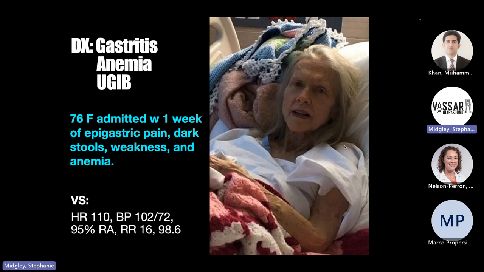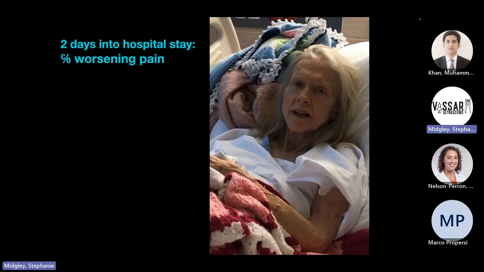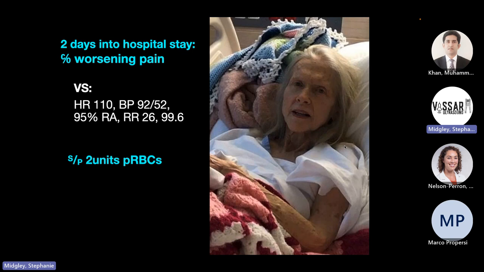So little Nana got admitted. Epigastric pain, dark stools, right? She's an obvious GI bleed. She gets her CAT scan, which showed duodenitis. She's in the bed in the hospital. She starts complaining of more pain. She's now getting more hypotensive and tachycardic. She's given 2 units of blood. They thought she's bleeding more. Doesn't seem to get any better.